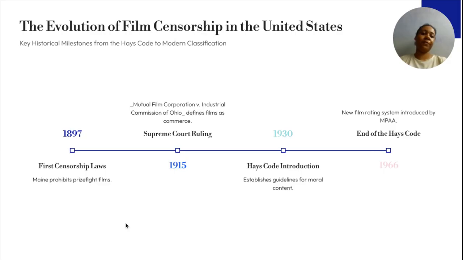A lot of film noir films struggled with that, and a lot of romantic dramas and other ones. It ended in 1966 when the new rating system in the US was introduced by the MPAA, which is basically the end of the Hays Code.